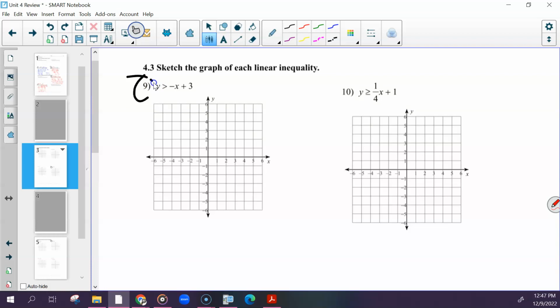Graph it like normal. Start at +3. Your slope is -1. So go up 1, left 1 as many times as possible. Down 1, right 1 as many times as possible. This would be a dashed line, so you don't have to draw little dashes in between. You could just draw arrows at the ends.